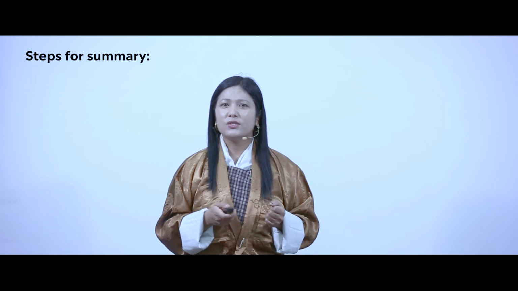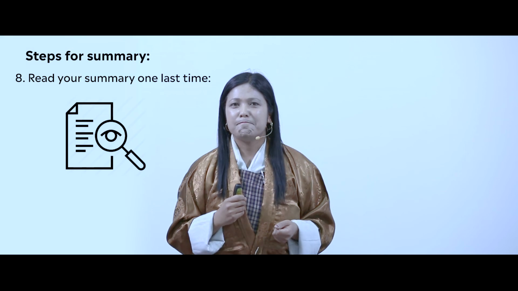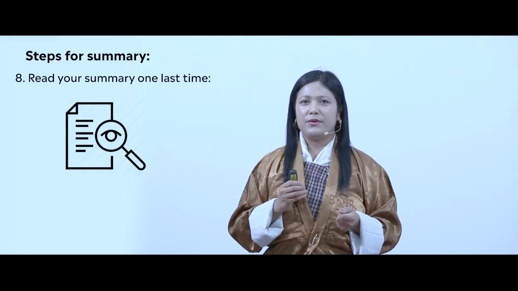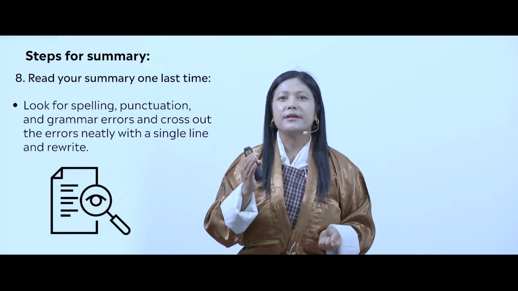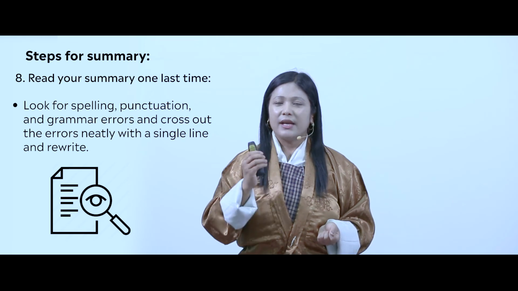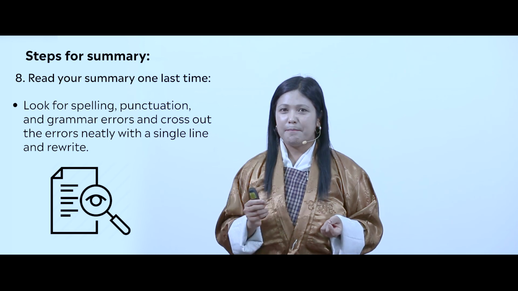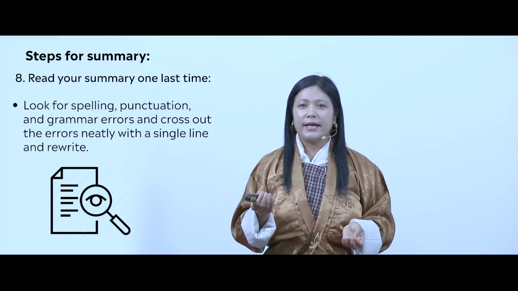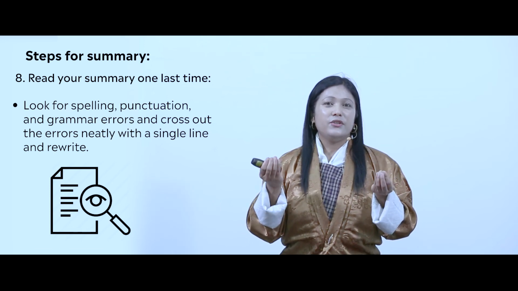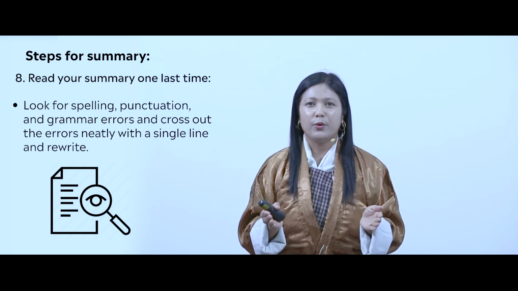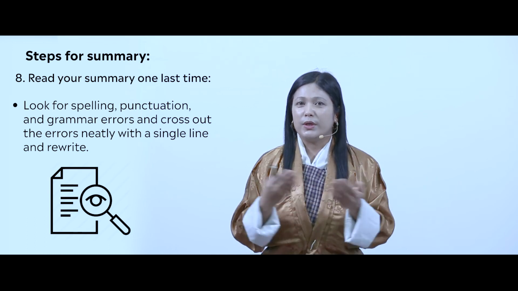Finally, we move on to the last one, that is, read your summary one last time. This time when you're reading your summary, you are going to look for spelling, punctuation and grammar errors, and cross out any errors that you come across and rewrite them correctly. If you do that, your summary is going to be wonderful. You are going to write a very interesting summary. You'll have all the key points included, and you would be able to present them in a wonderful manner.